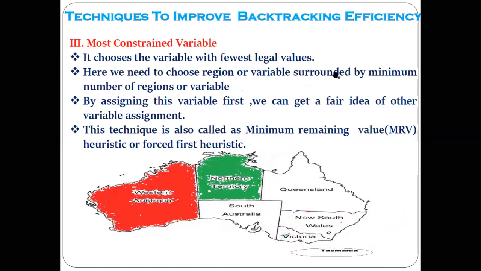Yes. How many legal values are you having at this point? That is blue. Blue. After giving the red here, you are having the green and blue here, correct? Yes, sir. This already has a color. So what you have to see after choosing the region which is surrounded by the minimum number of variables, next thing we have to see what? Fewest legal values. Now out of these two neighbors, which is having the fewest legal values?